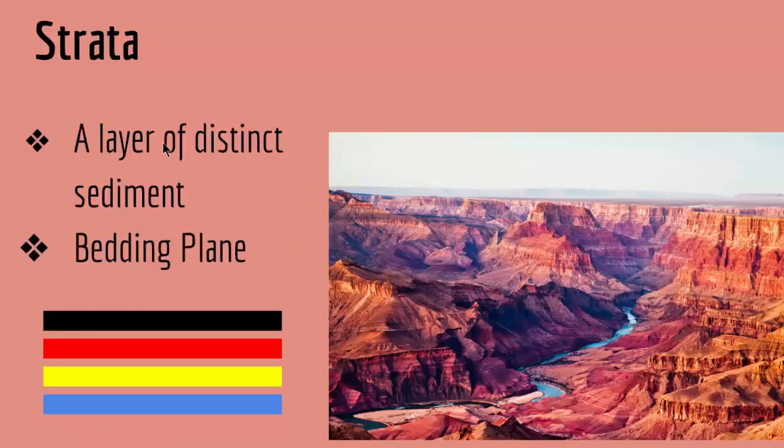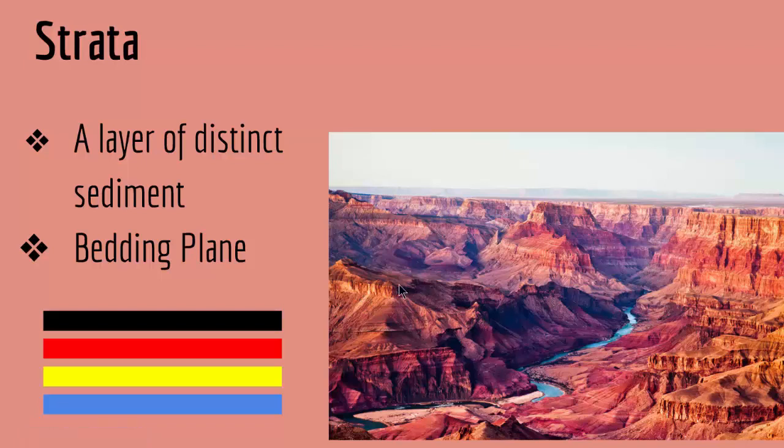What is a strata? Well, a strata is a layer of distinct sediment. When you have a distinct sediment and it gets deposited, it creates a strata. So this is an image of Grand Canyon. You can see many stratas. You can see a strata right here, a strata right there, a strata right there. You have all kinds of different stratas that were deposited in here.